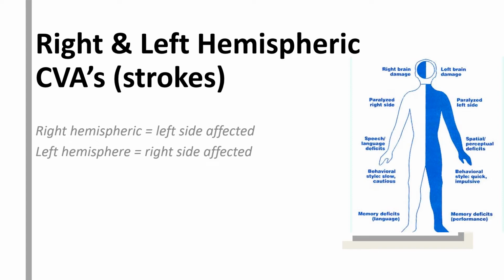In left hemispheric stroke, the right side can be paralyzed or weak. The right visual field can have a deficit. They have speech deficits, altered intellectual ability, and they have slow, cautious behavior.